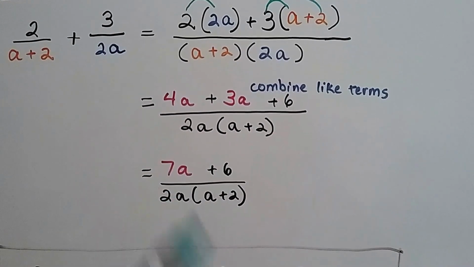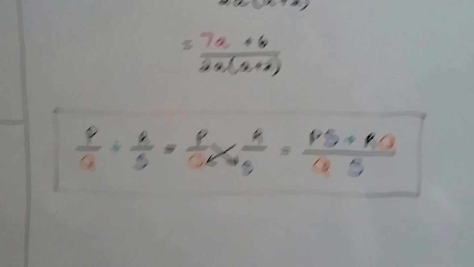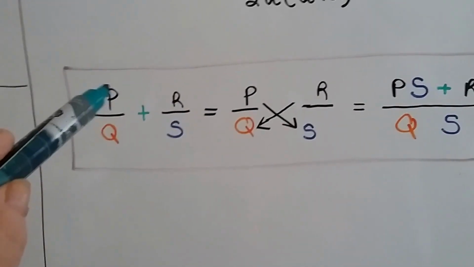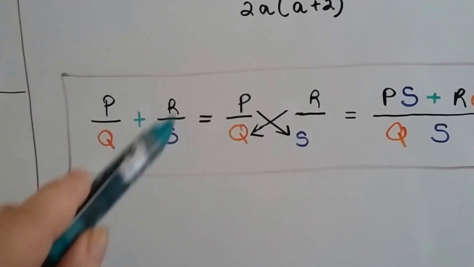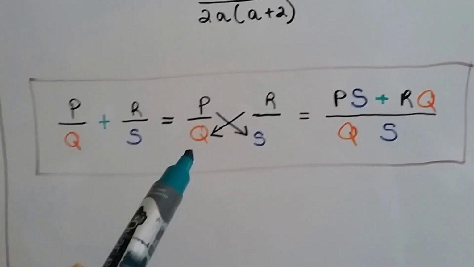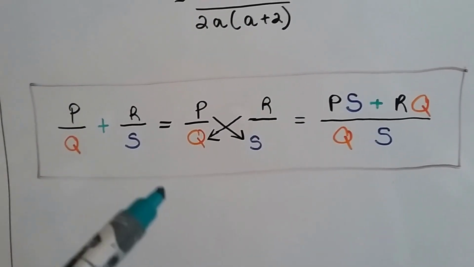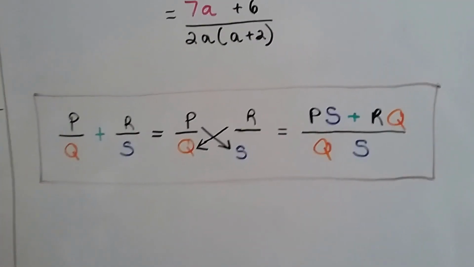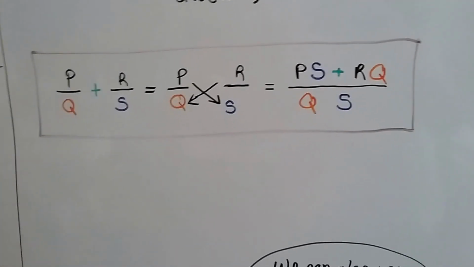All right. See that? So basically what we're doing, just to reiterate, is if this is our fraction and this is our fraction, we're crisscrossing like this. We're doing p times s plus r times q over qs. See that? Here you go.